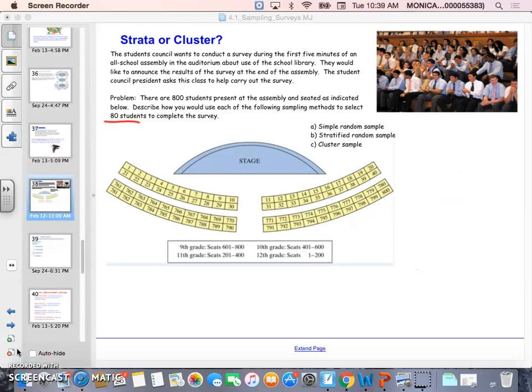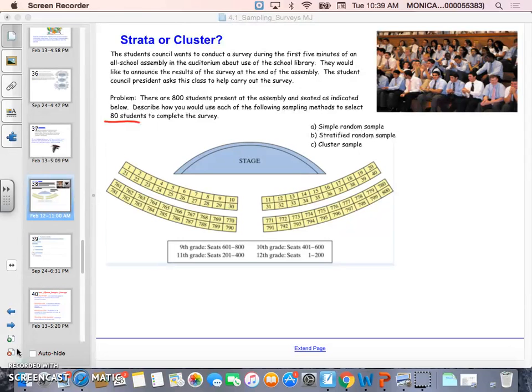So here we're going to look at another example where we can see all 3: strata, cluster, or a simple random sample is the question. The student council wants to conduct a survey during the first 5 minutes of an all-school assembly, and they're going to use this assembly room for it.